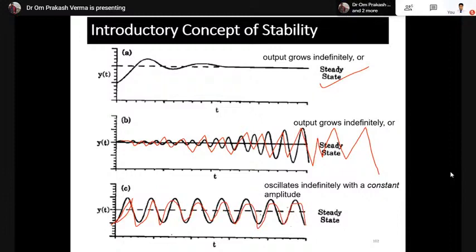Anyone wants to comment on this stability? Oh, we are live, sorry. Okay.